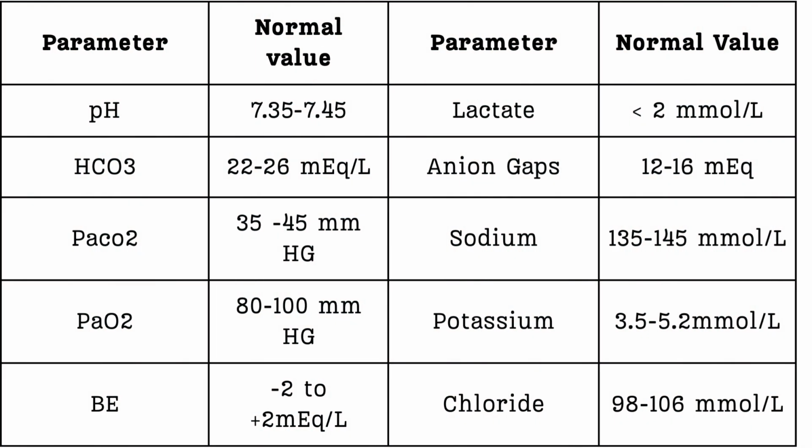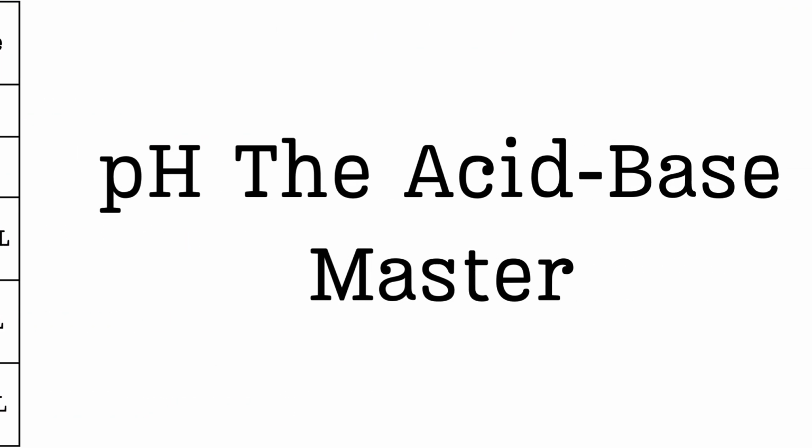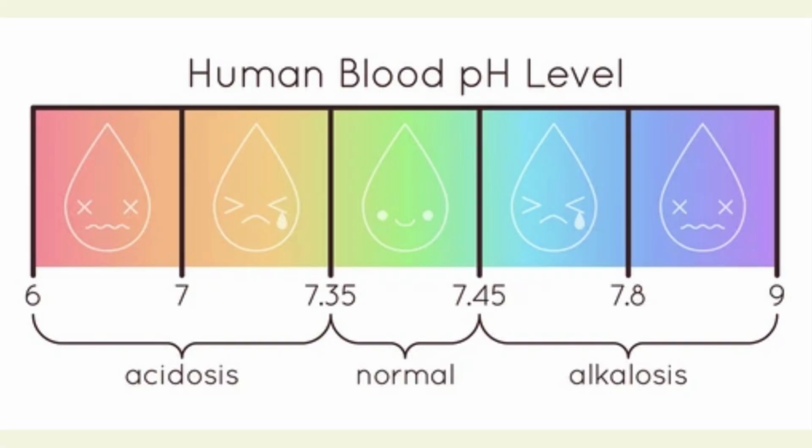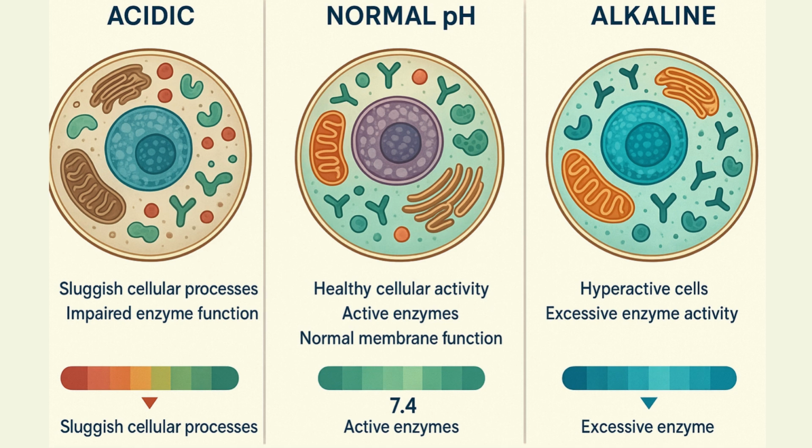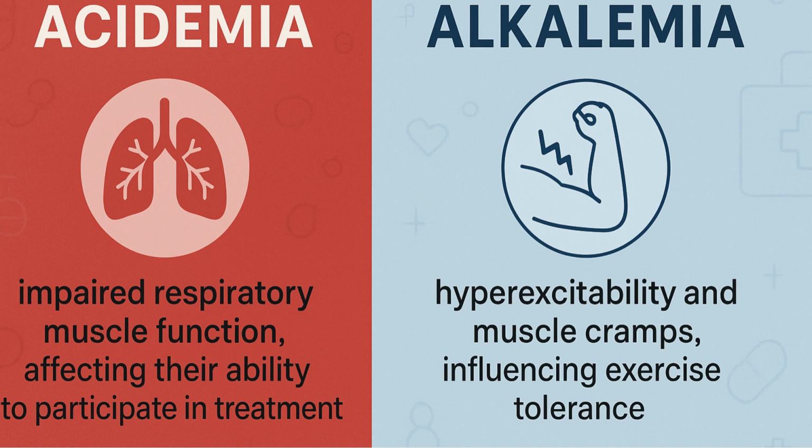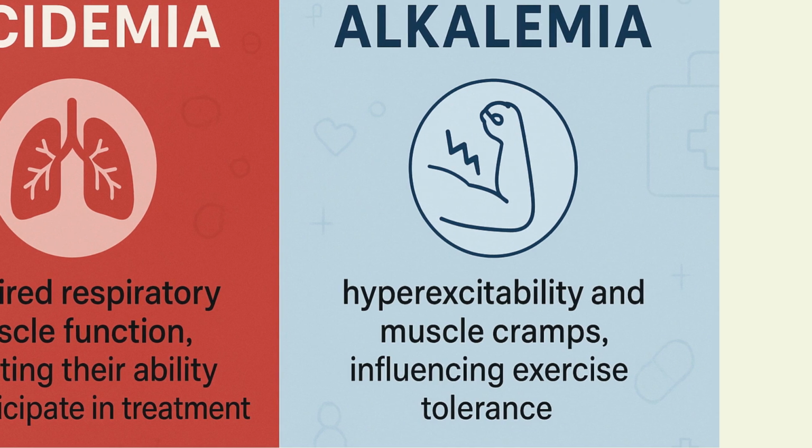Let's break down each component systematically. First, pH, the master regulator. pH measures hydrogen ion concentration with normal values between 7.35 and 7.45. Why does this matter for physiotherapy? A patient with acidemia, pH below 7.35, may have impaired respiratory muscle function, affecting their ability to participate in treatment. Alkalemia, pH above 7.45, can cause hyperexcitability and muscle cramps, influencing exercise tolerance.